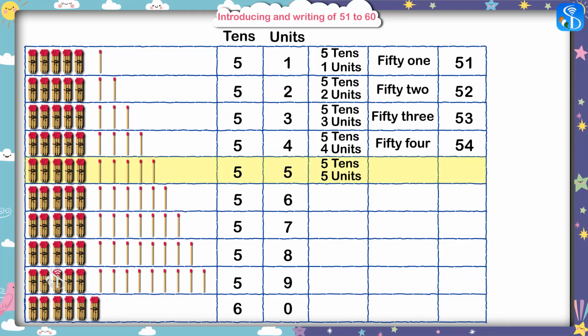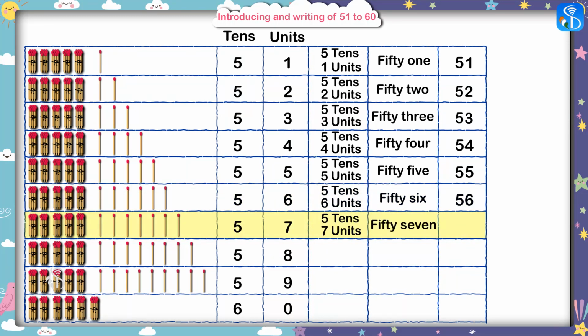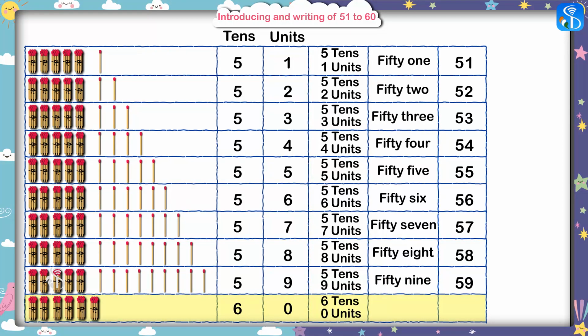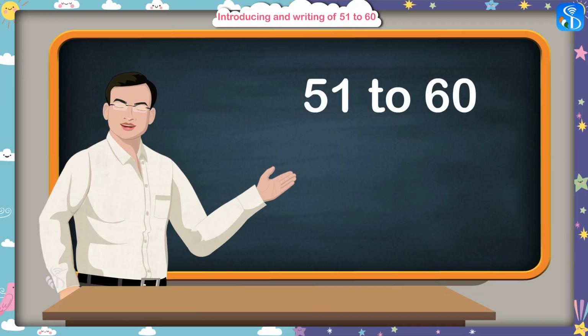5 tens, 5 units, 55 is 55. 5 tens, 6 units, 56 is 56. 5 tens, 7 units, 57 is 57. 5 tens, 8 units, 58 is 58. 5 tens, 9 units, 59 is 59. 6 tens, 0 units, 60 is 60. We have read the numbers 51 to 60.